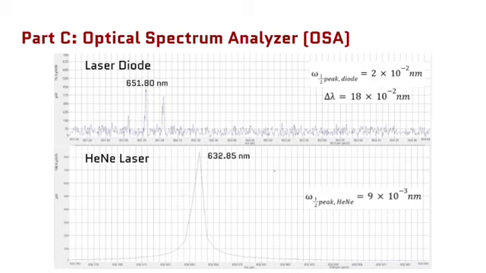This process was repeated for the laser diode, of which we measured a central wavelength of 651.8 nanometers, a half-peak width of 2 × 10^-2 nanometers, and a mode spacing of 1.8 angstrom.